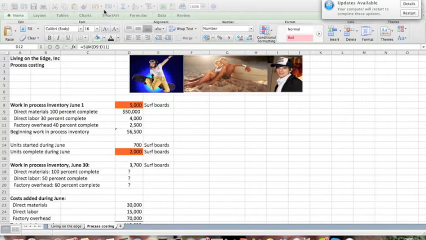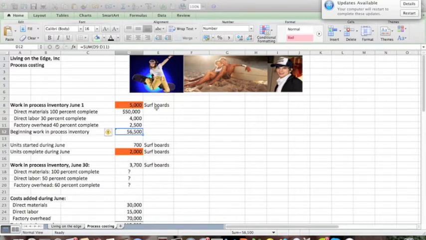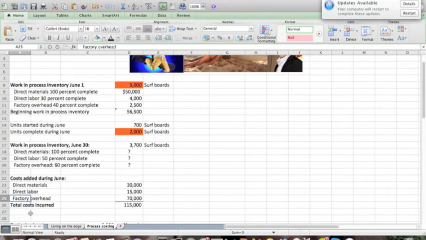So I'm going to give you the example using Living on the Edge, and we're going to start with this process here. So I'm selling surfboards, and what we're doing here is we're manufacturing the surfboards using three different aspects. We're using direct materials, direct labor, and factory overhead. And these are just the costs that I'm incurring.